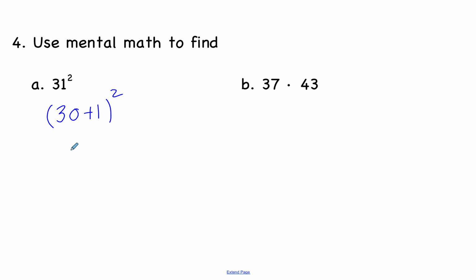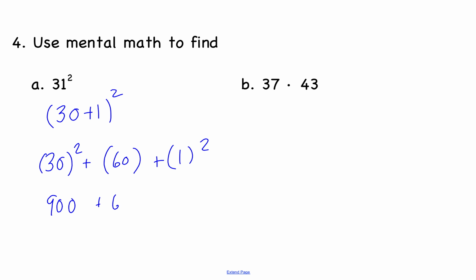Well, without a calculator I can do this now because our pattern was we square the first one, right? We multiply those two numbers together. 30 times 1 is 30, and then we double it. So 30 times 2 is 60, and then to that we add the last term, 1 squared. Well, 30 squared, 3 times 3 is 9, and we add 2 zeros. 30 times 30 is 900, plus 60 plus 1, well, that gives us 961. So you can check it out on your calculator to verify that that's the right answer.